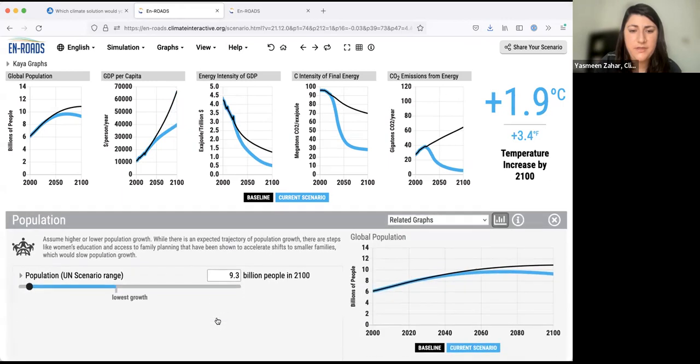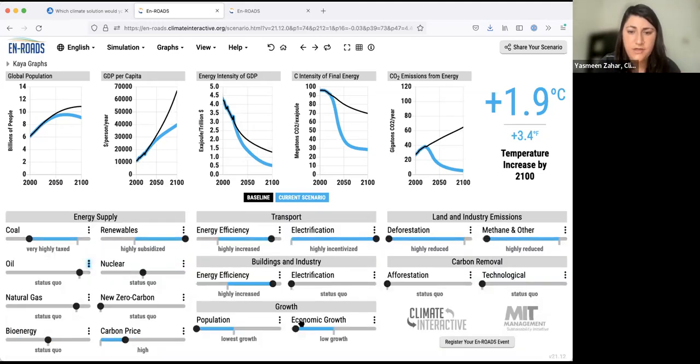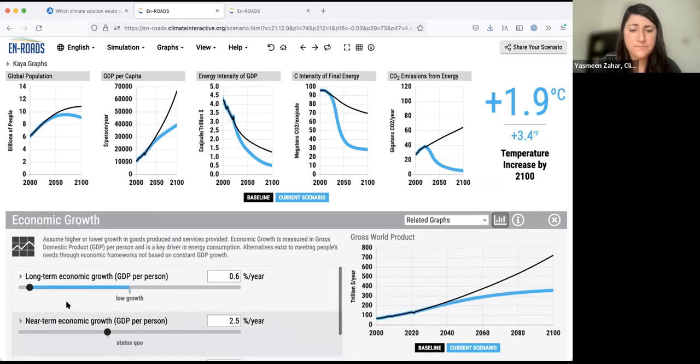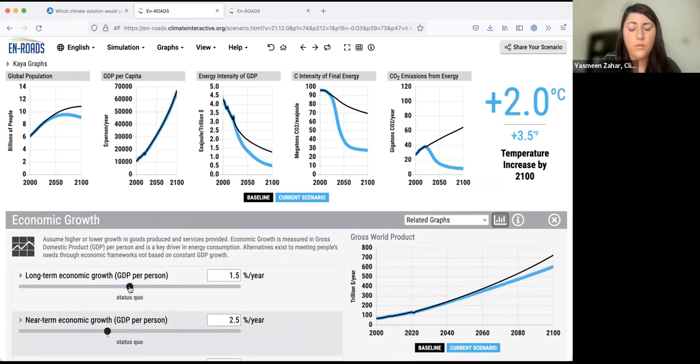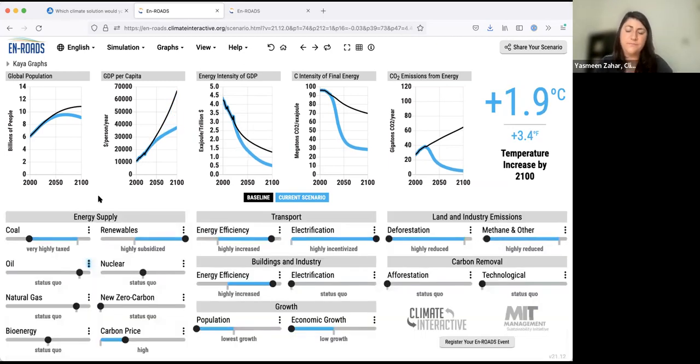So when we're talking about population, we're talking about, instead of 10.9 billion people in 2100, we're talking about 9.1 billion people. This is based on the UN's population ranges, and so this would be on the low growth rate side. And then for economic growth, we're talking about, instead of a growth rate of 1.5% per year, a growth rate of 0.5% per year. And so we see the temperature go down a bit, but maybe not as much as we might expect.